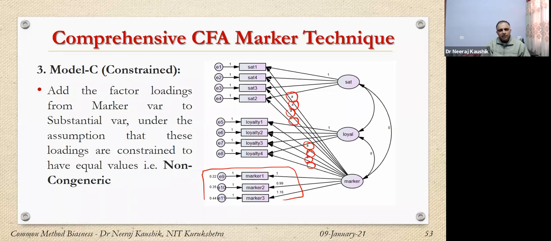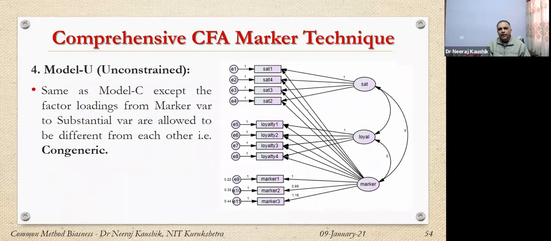This is called a constraint. What I'm checking is whether it is non-congeneric, whether the marker has the same effect on all. Whether the effect is the same or not, this is what I am checking. And naturally in the next one, this will be free to vary. So they might have different effects. The marker variable might have a different effect on all different things. A comparison of model C and U will tell us whether the effect is congeneric or non-congeneric.